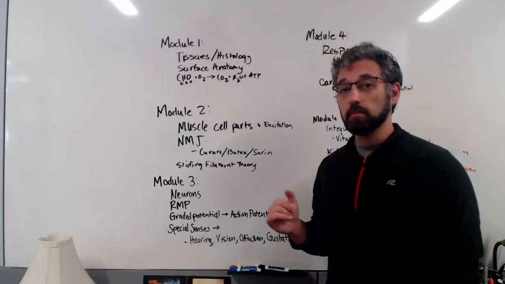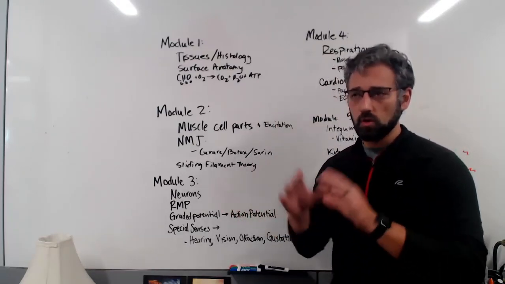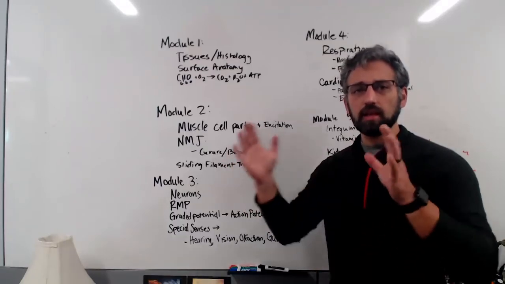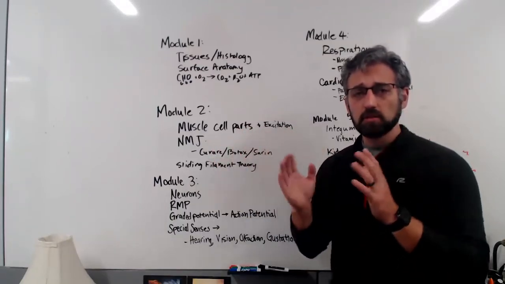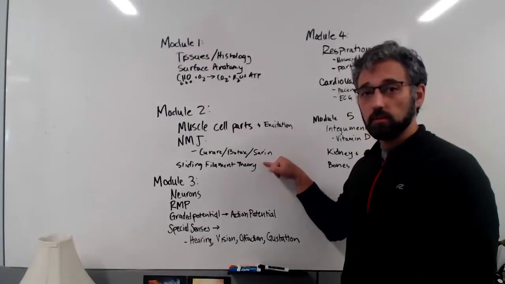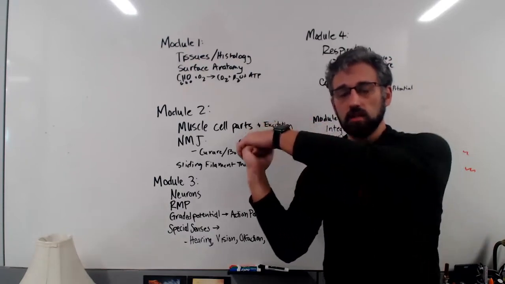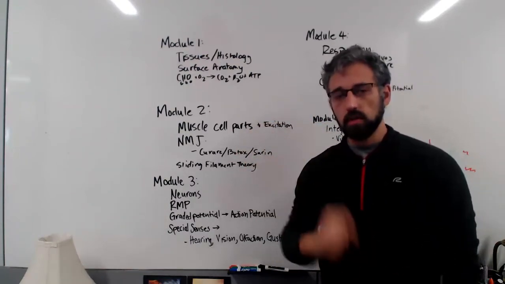Module 2 was all about muscles. So generally we talked about the muscle composition, so what is in a muscle cell and a sarcomere, different parts of a sarcomere and how they all work together. How they work together is the sliding filament theory, so that's the myosin binding to actin sites and then contracting, so being able to describe that.